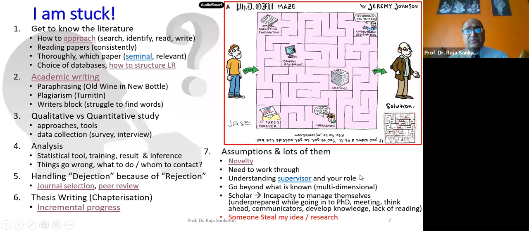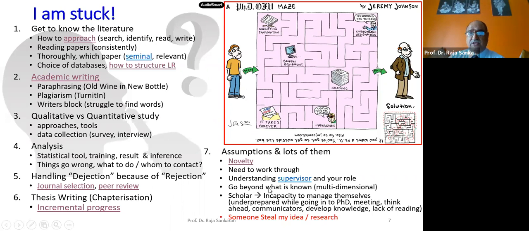Understanding the supervisor and the role is again very, very critical. There are a lot of softer aspects which need to be covered. You will be working with a supervisor throughout this journey. Hence, you need to look for them as a guide, as a facilitator, not as a bottleneck, in order to come to this particular stage.